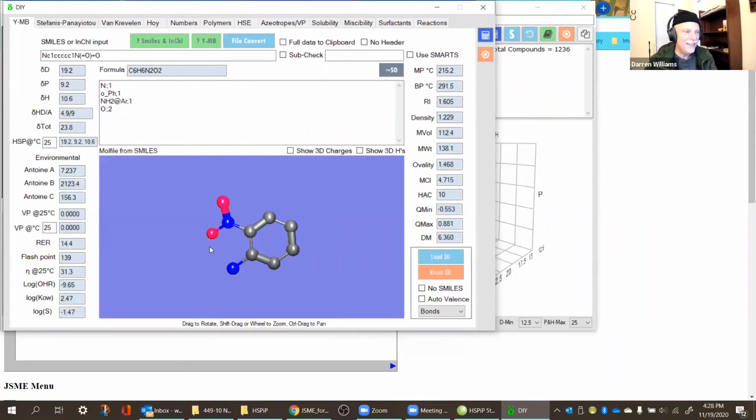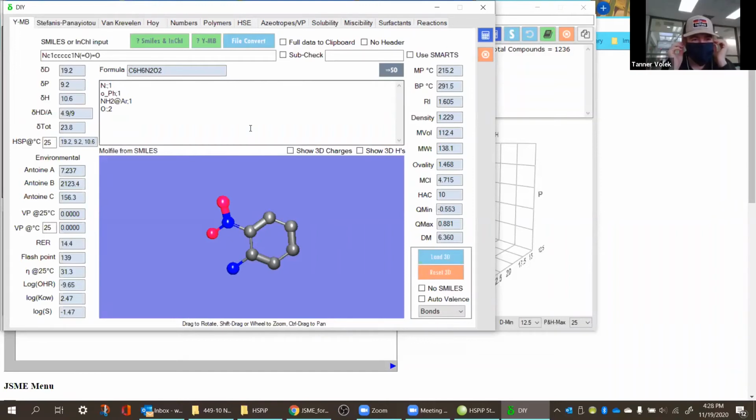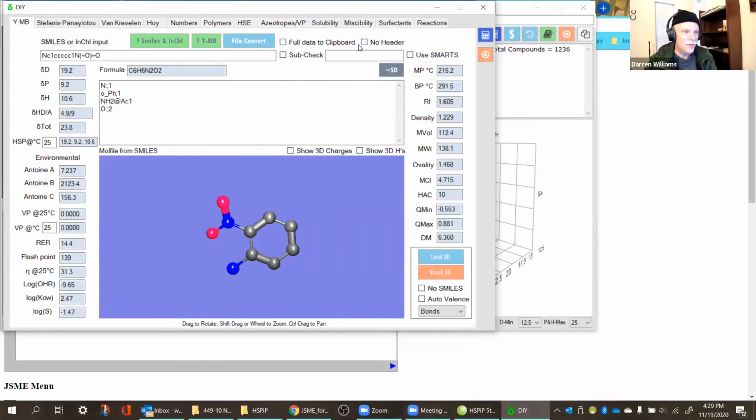Yeah, that's pretty neat. So I think you can copy the full data to a clipboard, etc. So I would say explore this. You know, have fun with it. There's some things we can do with polymers too.